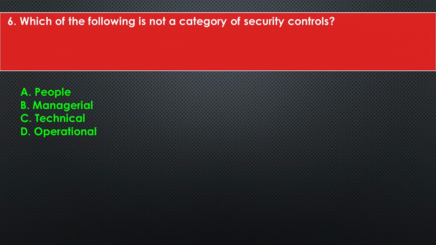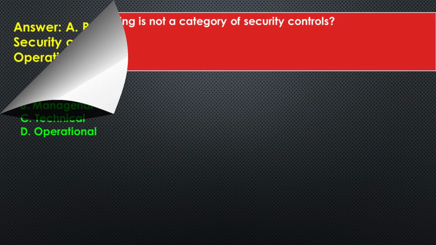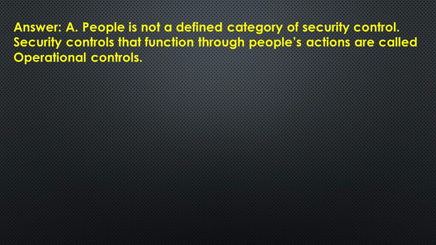6. Which of the following is not a category of security controls? A. People. B. Managerial. C. Technical. D. Operational. Answer: A. People is not a defined category of security control. Security controls that function through people's actions are called operational controls.